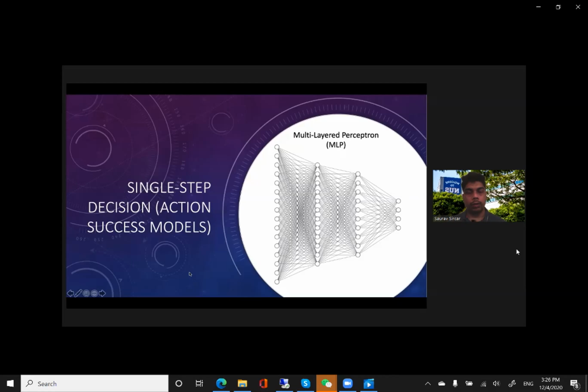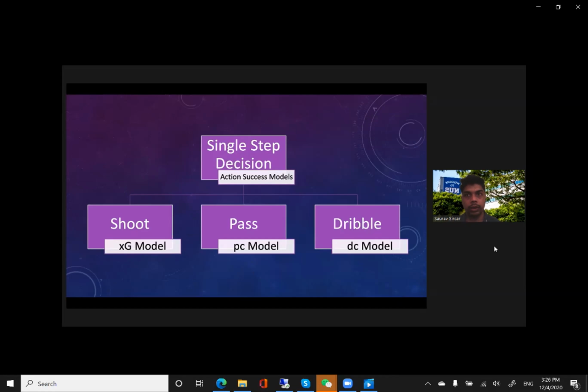Now we take a look at the first step of the methodology, which involves creating 3 domain-specific action success models, modeled using MLP. There are 3 action success models created for each of the on-the-ball actions, namely shot, pass, and dribble, and these models are capable of predicting the probability of each of these actions being successful.